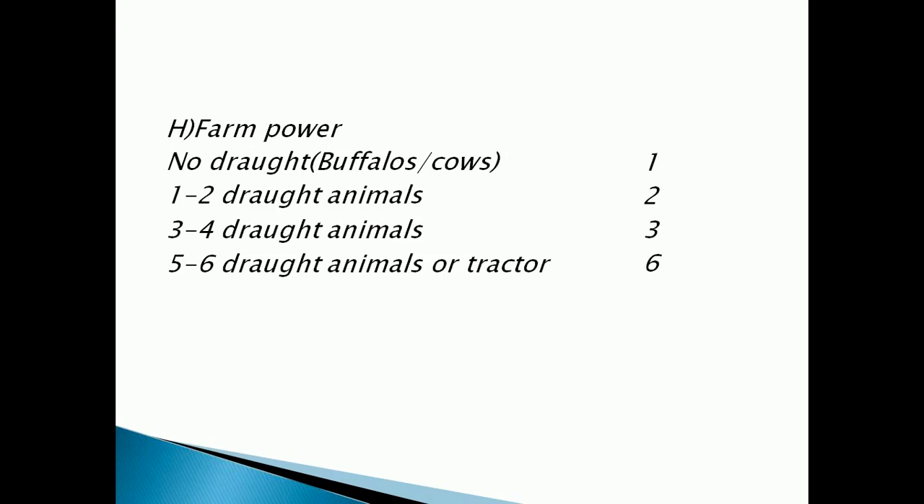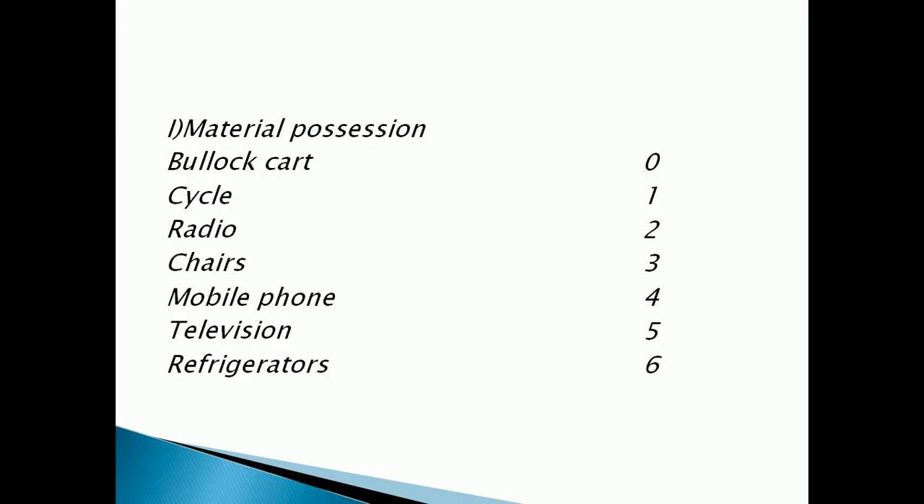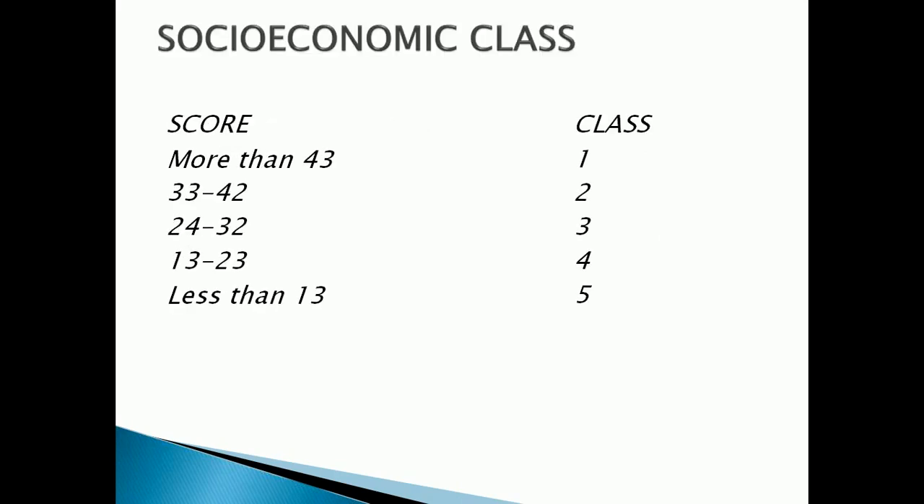Coming to farm power: if the person has no draught animals like buffaloes and cows, then 1. What do you mean by draught animals? Draught animals are the animals which are kept at home for working activity, like domestic animals. 1 to 2 draught animals is 2, 5 to 6 draught animals or a tractor present, then the score is 6. Then coming to material possessions: bullock cart is 0 score, cycle 1, mobile phone 4, television 5, refrigerator 6. So as per this, we have to add all the scores.